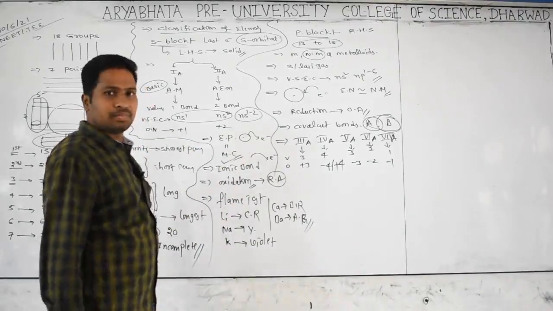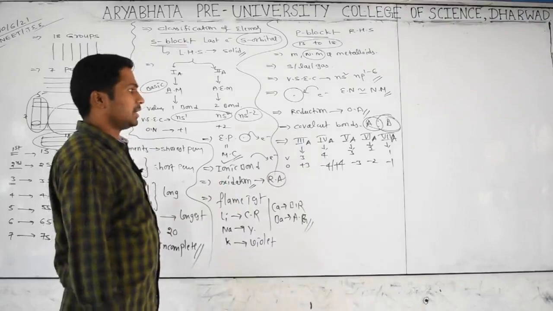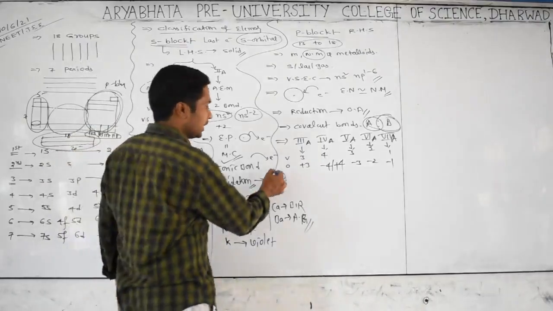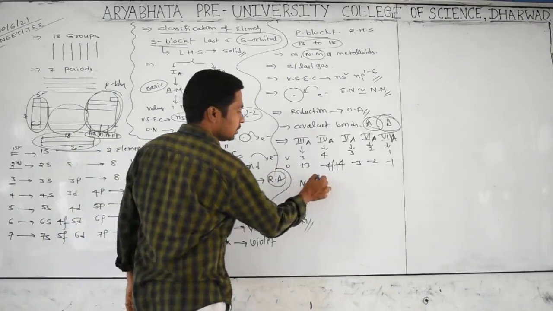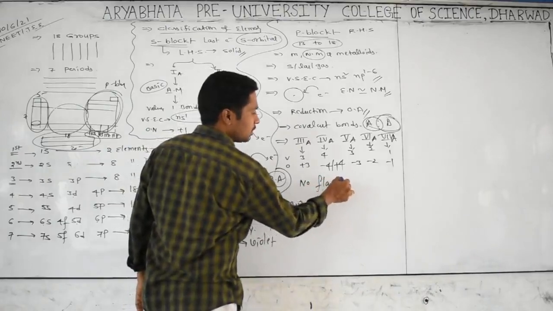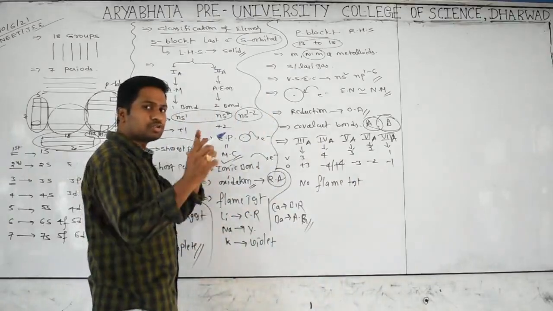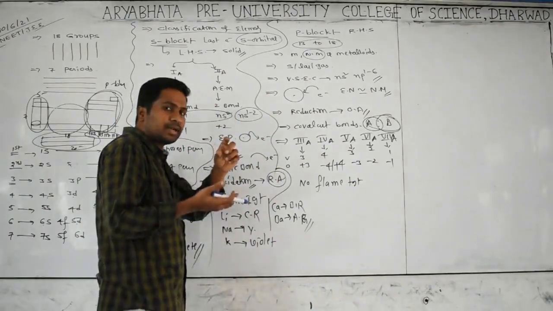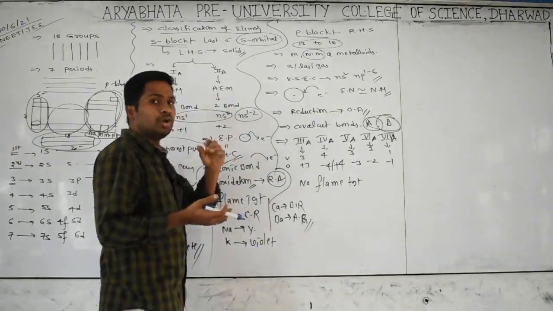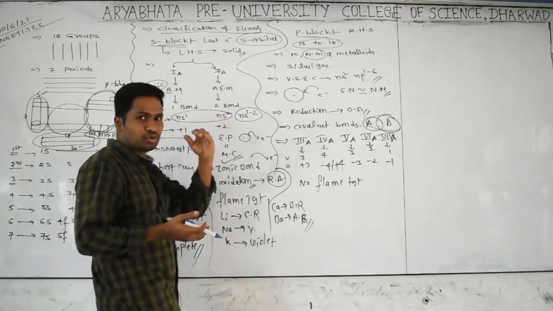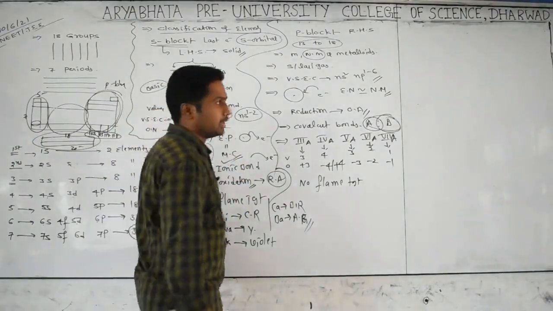Are all of you clear or not? Yes, and this is a very important thing. Here, no colors, no flame test. Why no flame test? Because of small size, if you supply the electrical energy, the electron cannot jump into a higher energy state, meaning no excitation, no de-excitation, and thus no flame colors.